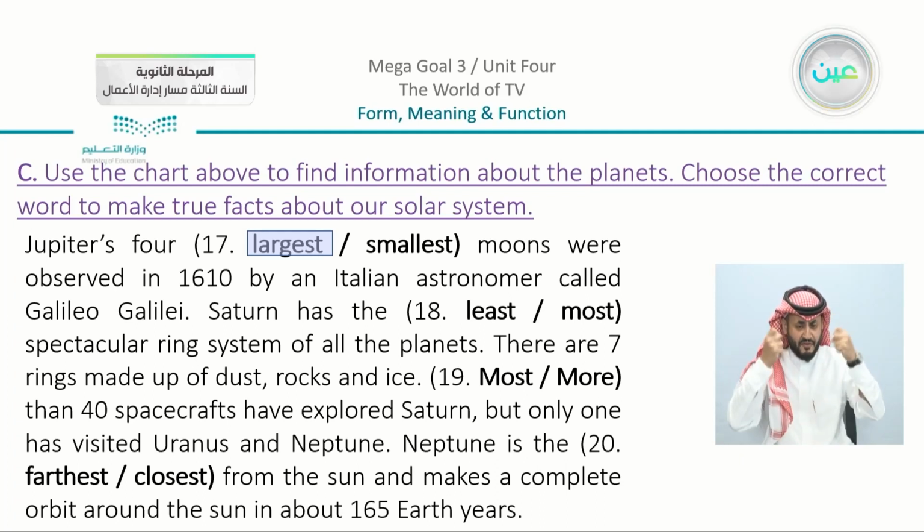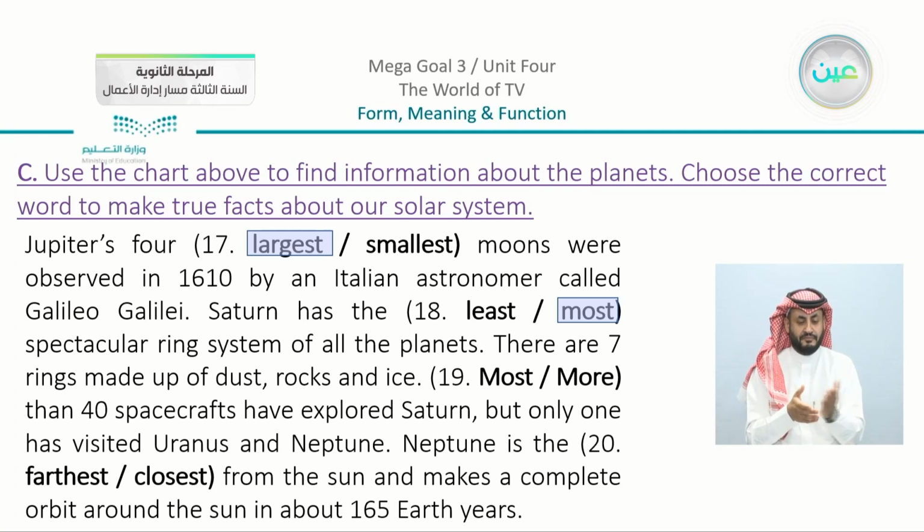We have here Galilei. Saturn has the least or most spectacular ring system? We can see that it has the most spectacular ring system of all the planets. There are 7 rings made up of dust, rocks, and ice. More than 40 spacecrafts have explored Saturn, but only one has visited Uranus and Neptune.